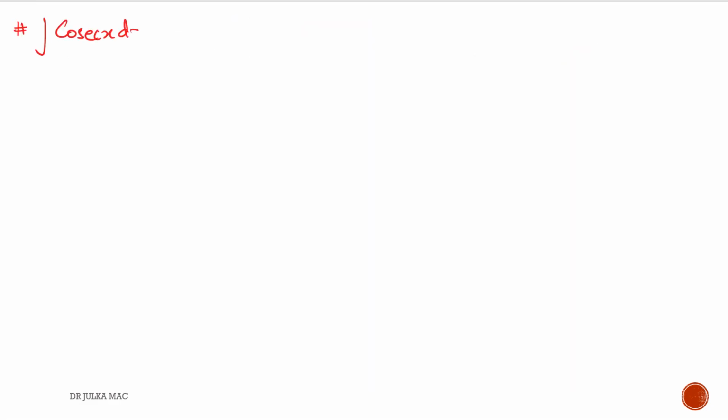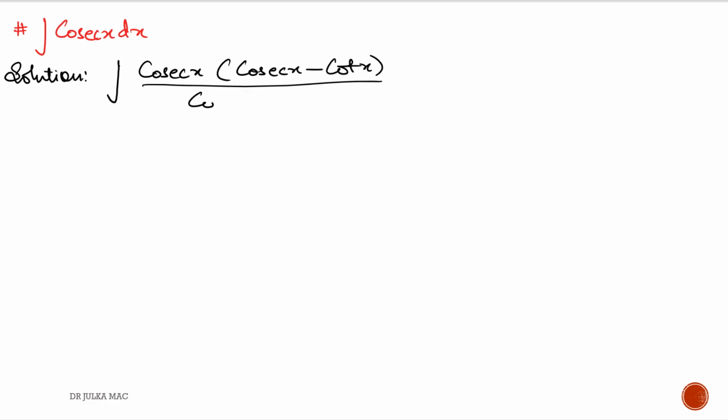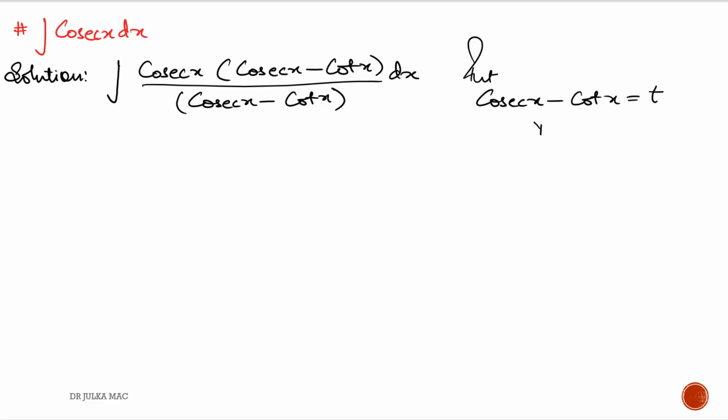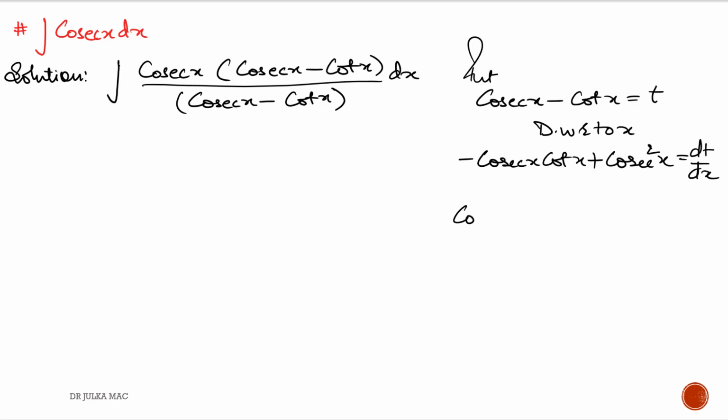Next is integration of cosecant x. Multiply numerator and denominator both by cosecant x minus cot x. Put cosecant x minus cot x equals to t. Differentiate with respect to x both sides. Derivative of cosecant x is minus cosecant x cot x and derivative of cot x is minus cosecant square x, which equals to dt by dx. Now take cosecant x common. In bracket we have cosecant x minus cot x. Dx equals to dt. So replace numerator by dt and denominator by t.